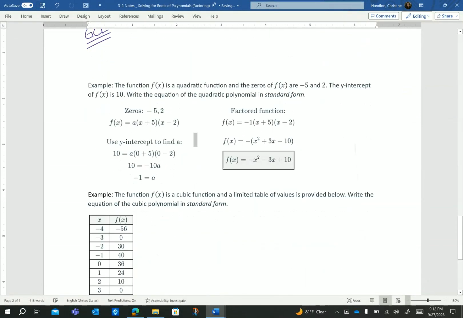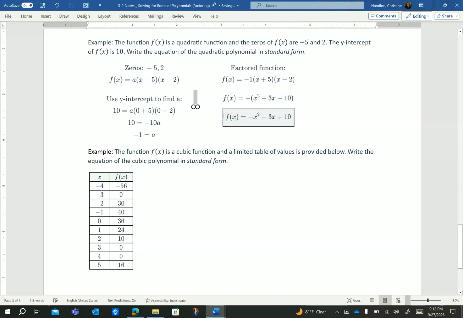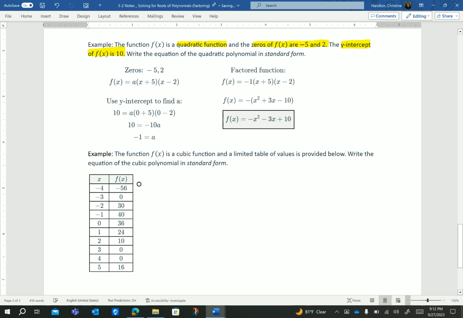All right, let's go down here to the last two problems. So, second to last problem is kind of worked out already for us, and that was on purpose because we're going to work out the last one together. So, you will either get a sentence or a table format for these problems. So, what is given to us in this problem? They said the function f of x is a quadratic function. So, quadratic function means that the degree has to be 2. They told us that the zeros are -5 and 2. And they told us the y-intercept is 10. So let's write out what that information means.